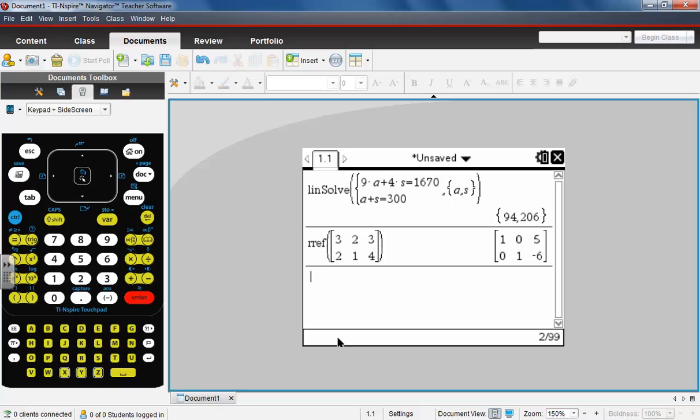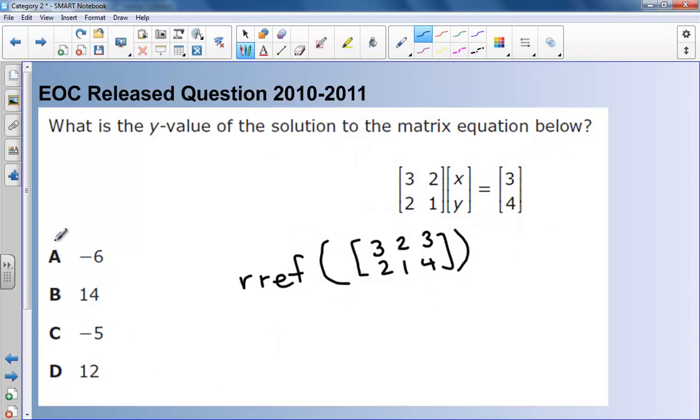Okay, so the top one is going to be my x value, because that's the way they have it set up, with your x's on top. So 1x is 5, 1y is negative 6. So A is your correct answer here.